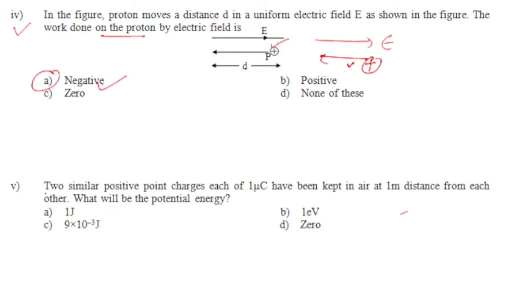Now, last question number 5. Two similar positive point charges, each of 1 microcoulomb, have been kept in air at 1 meter distance from each other. What will be the potential energy? You know what is the formula of potential energy? Yes, U equal to K, q1, q2 by r. Both charges have equal value, 1 microcoulomb, and are separated by distance 1 meter. So putting these values, try to solve. Please pause the video and try to solve this one.